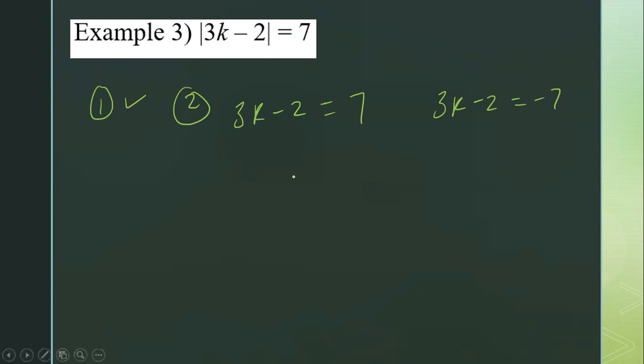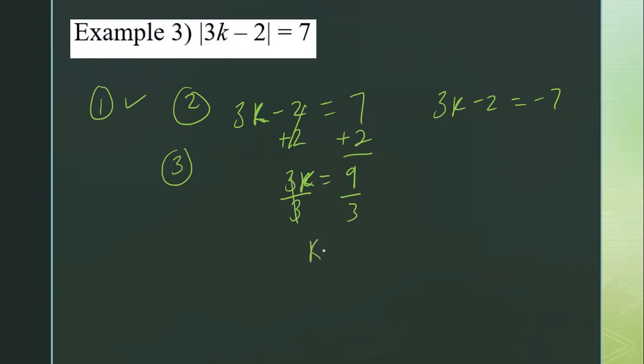Are we still doing good so far? Step three is to solve for the variable. Like any other linear situation, we're going to have to add or subtract, then divide, right? So I have negative 2. To get it by itself, I'm going to add 2. And I'm left with 3k equals 9. Opposite of multiplication is division, so we divide by 3. And your first k value should equal 3. How do we do?